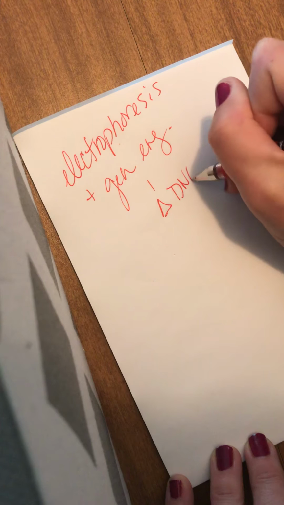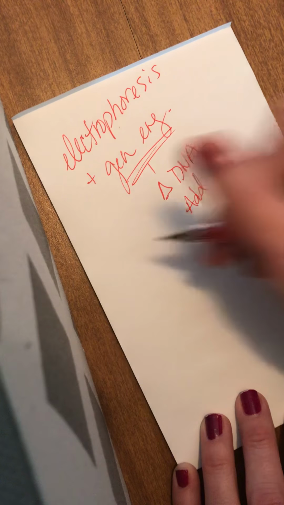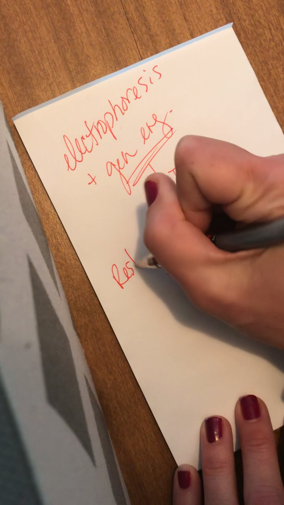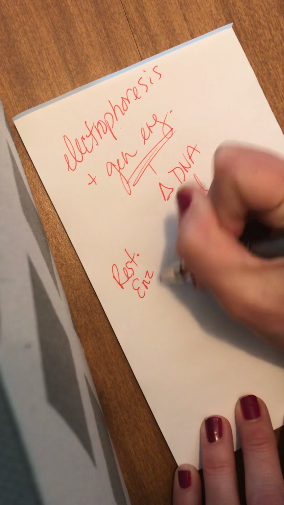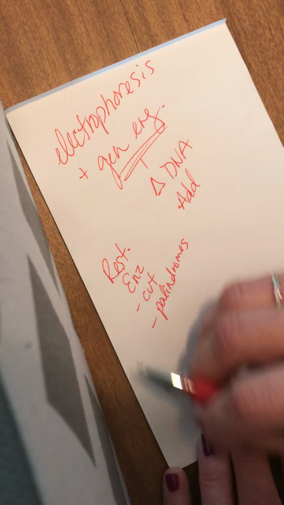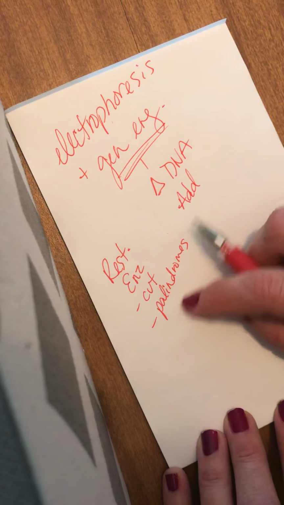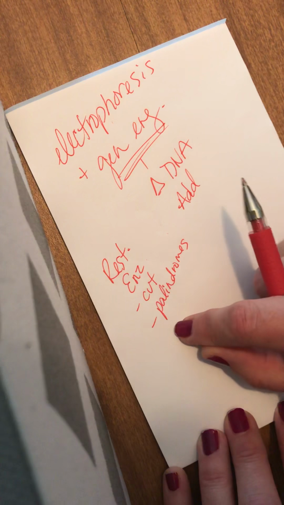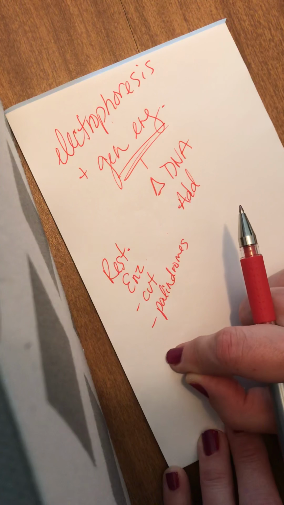So how do you do that? How do you genetically engineer something? First of all, you have to have restriction enzymes. Restriction enzymes cut DNA, and they cut it at specific areas called palindromes. And a palindrome is a section of DNA with a repeating pattern where it's the same if you go in the forward direction or the reverse direction.